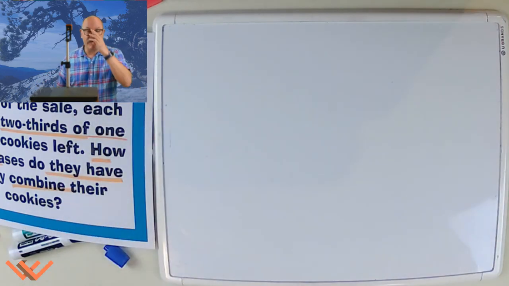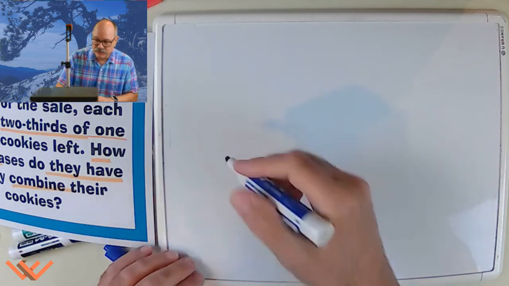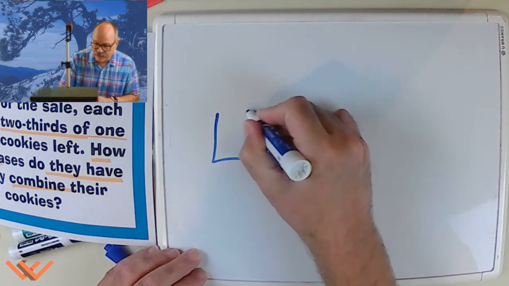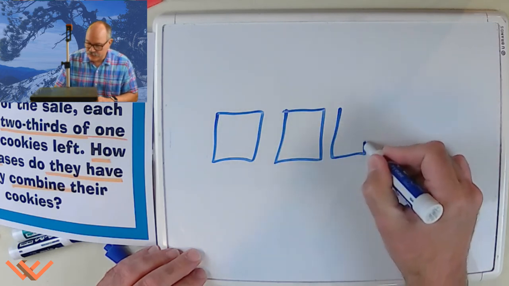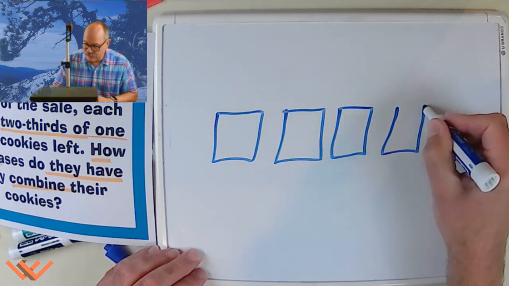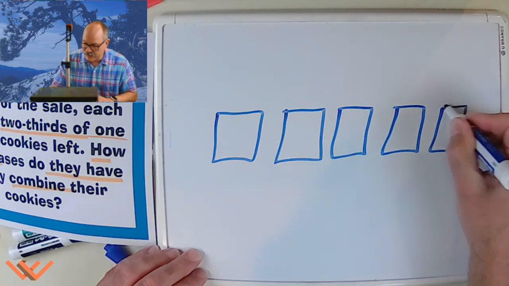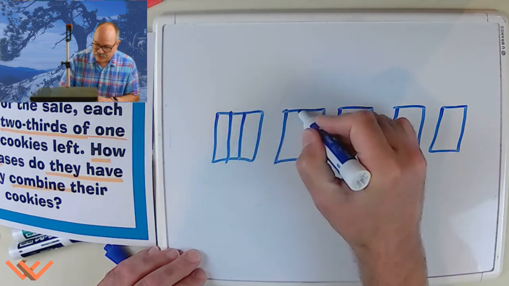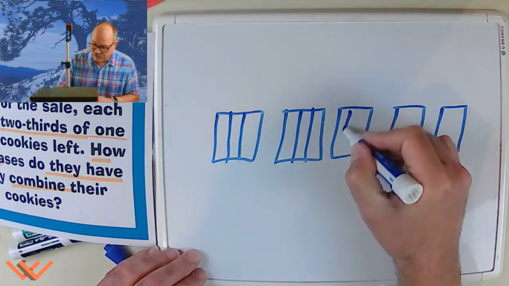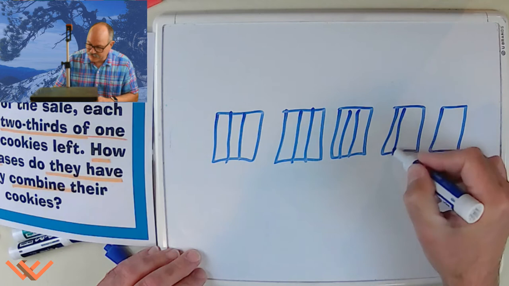Remember, we had 5 cases, okay? Or those 5 girls had 2/3 of a case. So that's telling me there's 5 cases with only 2/3 in them. So we can draw that. Let's draw that. There's 1, 2, 3, 4, and 5. And if we break it up into thirds, look at that. It's like there's cookie boxes in there.